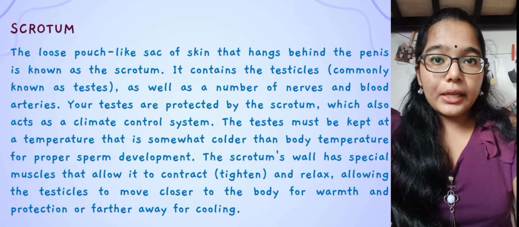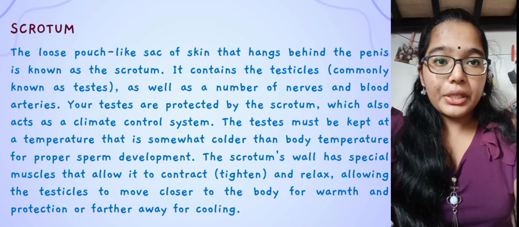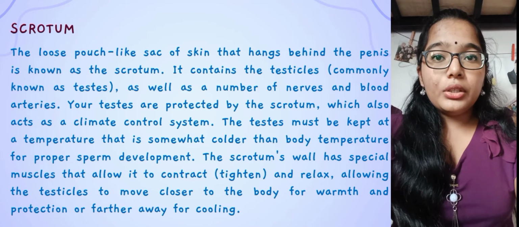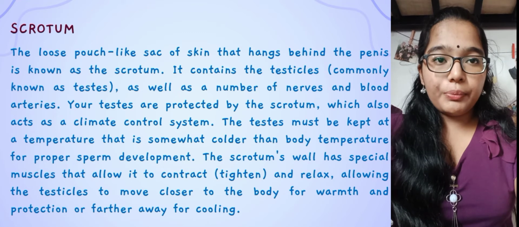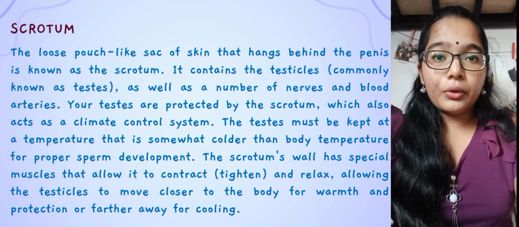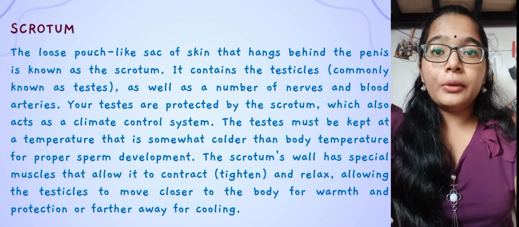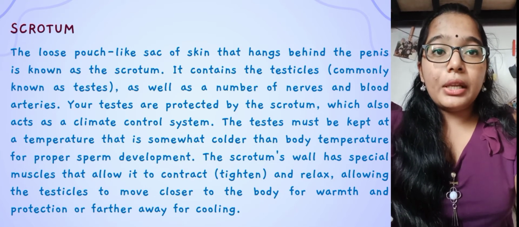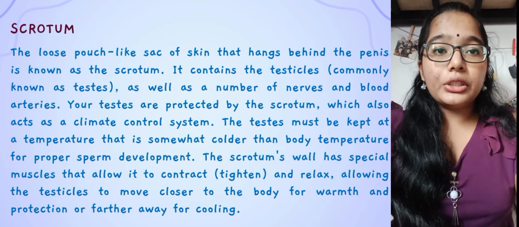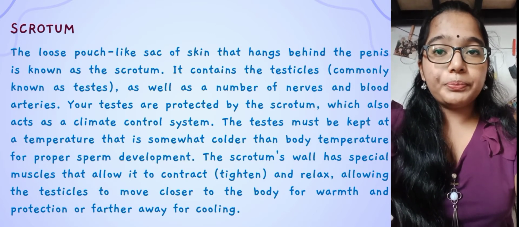Next is the scrotum. The loose pouch-like sac of skin that hangs behind the penis is known as the scrotum. Your testes are protected by the scrotum, which also acts as a climate control system. The scrotum's wall has special muscles that allow it to contract and relax, allowing the testicles to move closer to the body for warmth and protection or farther away for cooling.